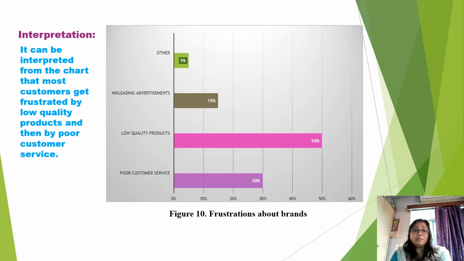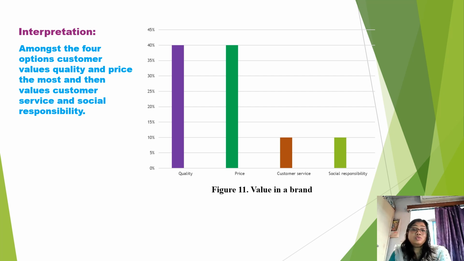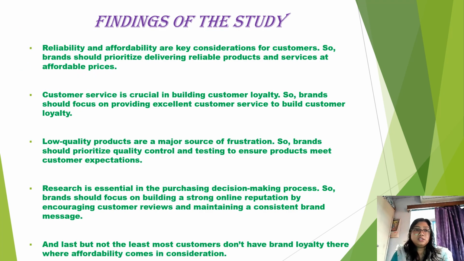Here I asked them what makes them frustrated about a brand. They said low quality products. When asked what they value in a brand, they said quality and price are the most important. Now these are the findings of the study. First, reliability and affordability are key considerations for customers. Second is customer service. Third, low quality products are a major source of frustration. Fourth, research is essential in the purchasing decision making process. And last but not the least, customers don't have brand loyalty.